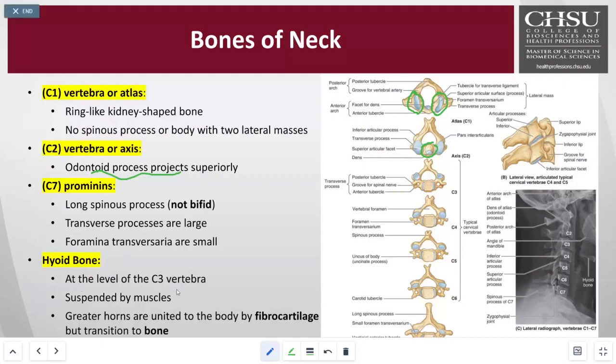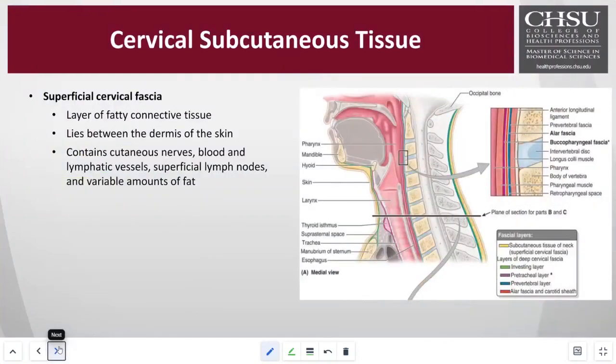And then over here, it's suspended by the muscles, like we said, and then there are two little horns, a greater horn and a lesser horn, that basically are formed and transitioned into fibrocartilage. I'll have a picture, but be mindful of these key bones of the neck, right? So there's only a few, not too many.